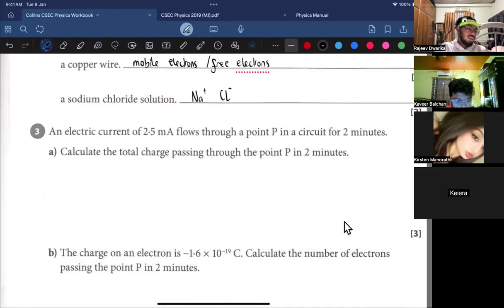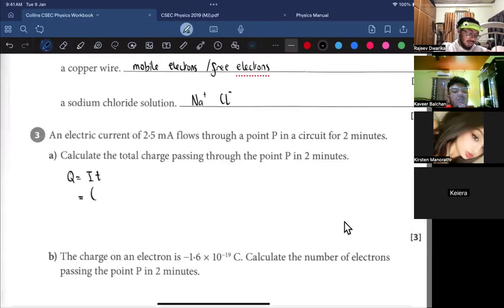That was the formula where Q is equal to what? Q equals IT. Yes, that is the thing. Q is the charge, I is the current, and T is the time. What is the SI unit for current?